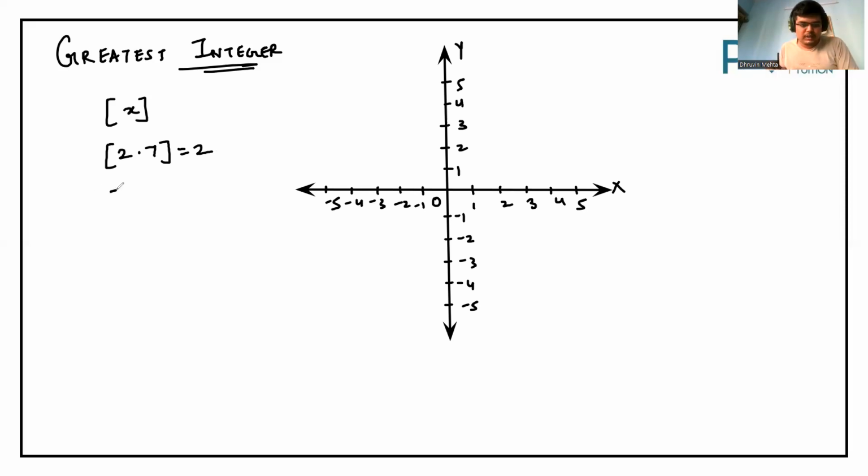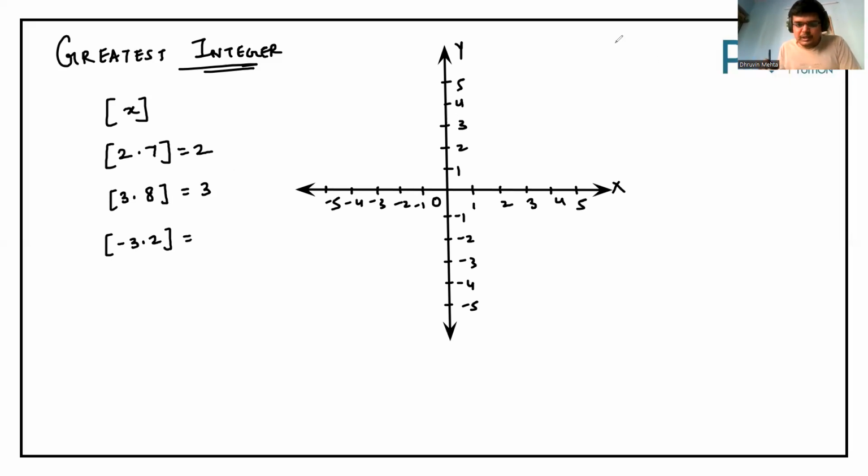Similarly, if I ask you what is greatest integer function of 3.8, what will you tell me? 3. Now if I ask you what is greatest integer function of minus 3.2, what will you tell me? So minus 3. This is a mistake that everyone makes. Minus 3 is also actually wrong. I'll tell you why.